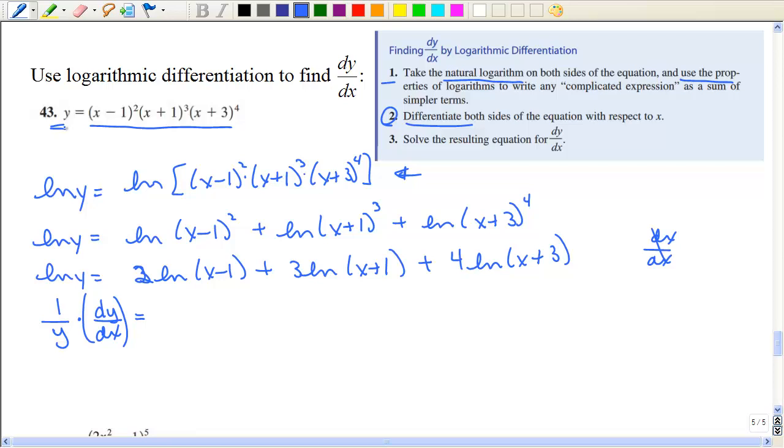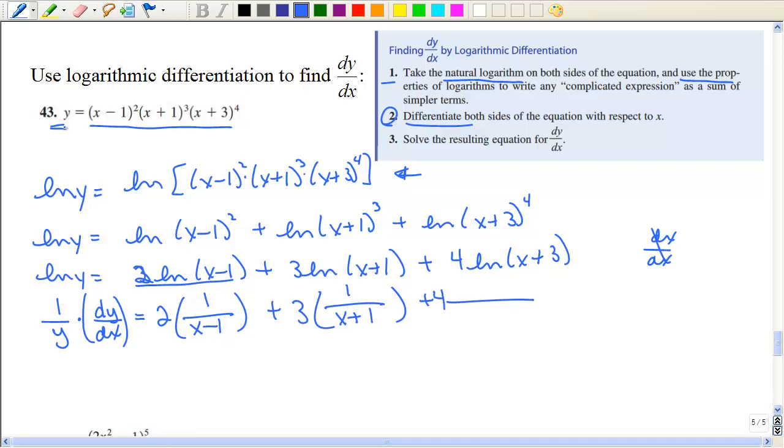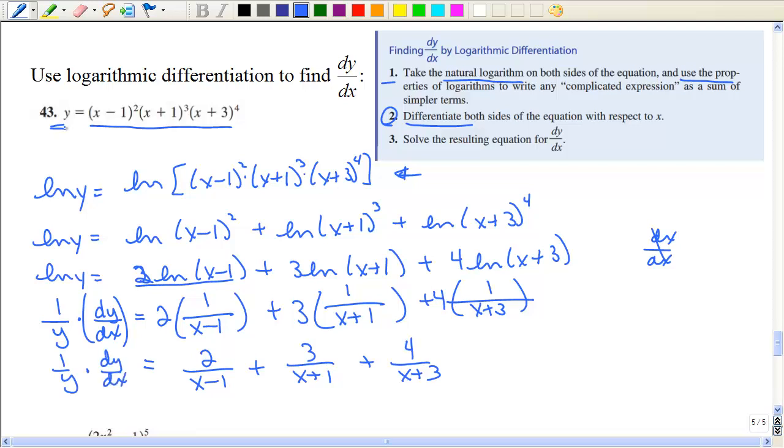All right, so taking the derivative of this, I'm going to have 2, the denominator with the numerator, then the 3, and the 4. So what we've got is 2 on top of this fraction, 3, and 4. And this all equals 1 over y times dy/dx.